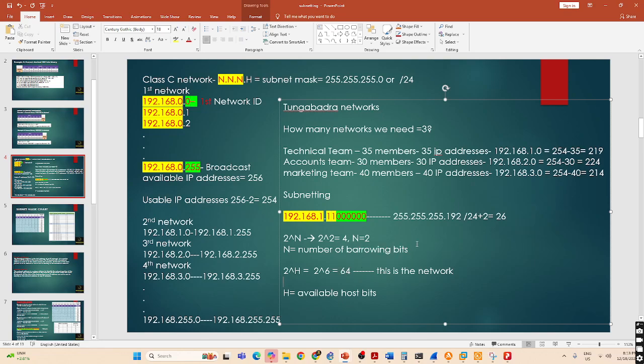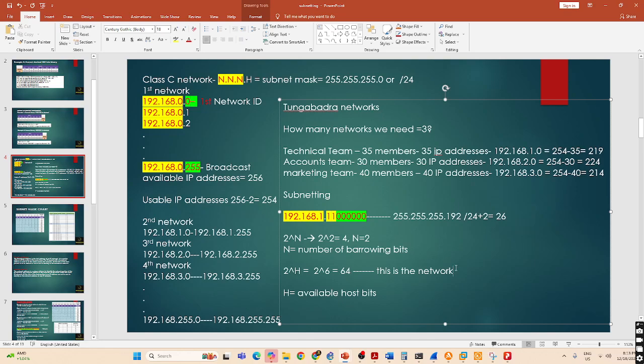So in each range, 64 IP addresses are available. If you want to find out the network range, when you are dividing one network into 4 parts, what is the range in each part? You find it with the value 2 power h, so 64. It means 4 parts: 64 plus 64 plus 64 plus 64, which is 256. 0 to 255 is 256. We divided one network into 4 parts.